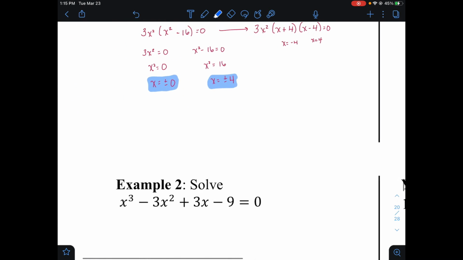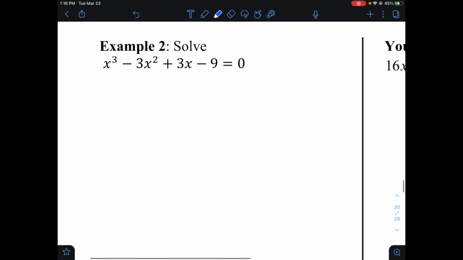All right, example 2. If we look down to example 2, the first thing I notice is there is an x cubed, an x squared, an x, and then a constant term, meaning we have 4 different terms here. So anytime we have 4 different terms, that means we need to factor by grouping. Now remember, anytime you factor by grouping, you always want to leave a plus sign in the middle. A subtraction symbol is not acceptable. It has to be a plus sign in the middle.